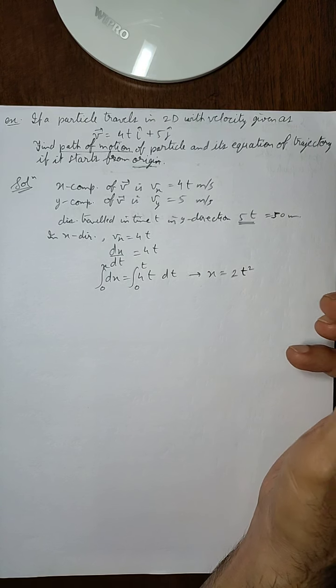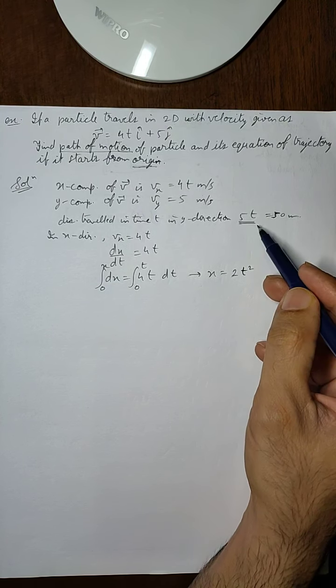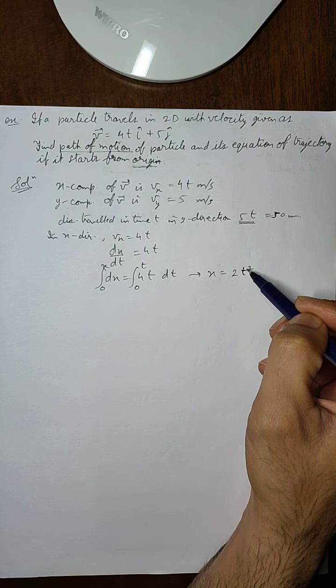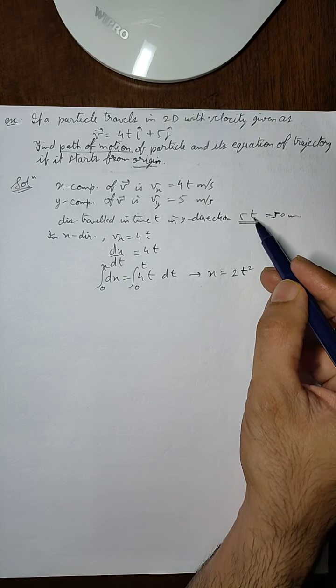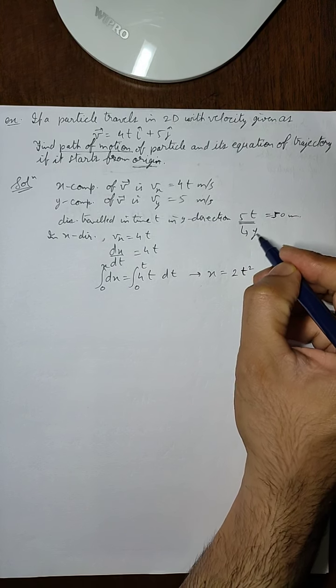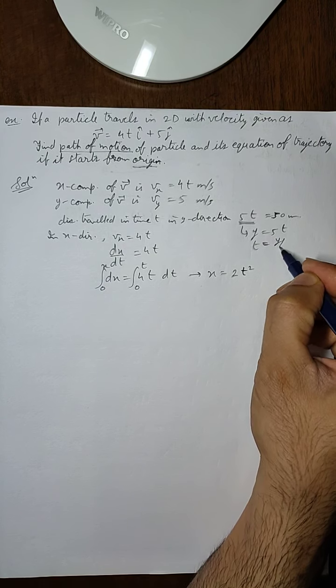And 5t gives us the position in the y direction. Now we can see that t is the common variable, as we discussed earlier. Let us see if we can eliminate this t. From this equation, y equals 5t, so I can write t equals y by 5.